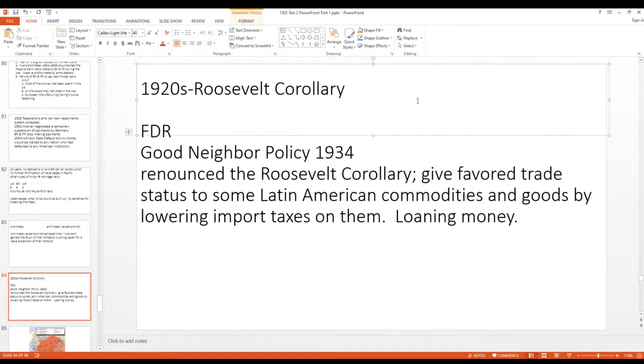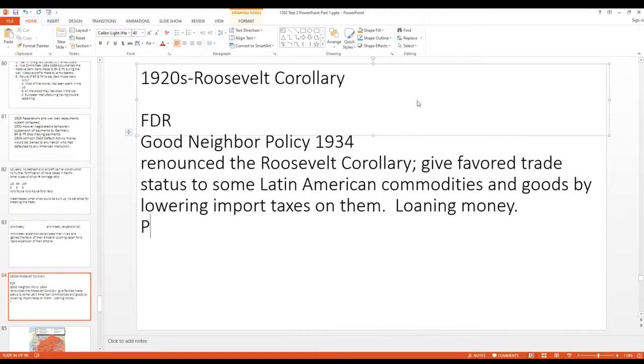Let's see. Remember the old Platt Amendment, that thing where it said we could intervene in Cuba and run Cuba's policy? That's ended under the good neighbor policy. All right, and we also pull the remaining troops in Latin America out of Latin America, with the exception, of course, of Guantanamo Bay.